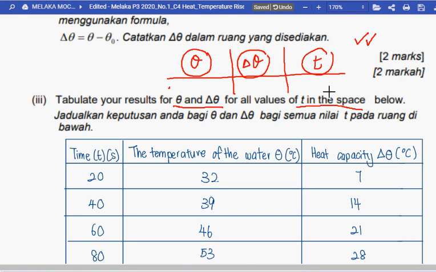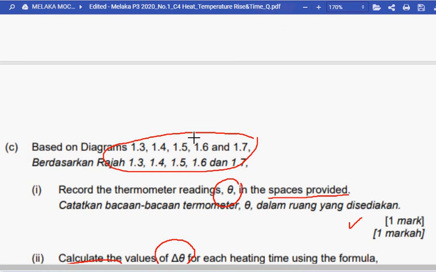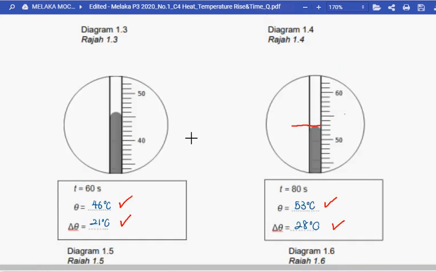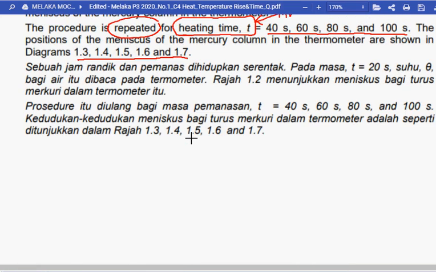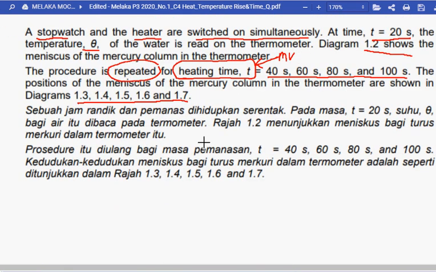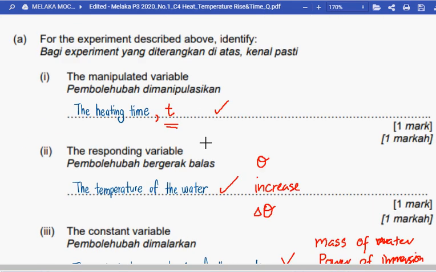Time, temperature of water, and then, bukan heat capacity. So delta theta here is not heat capacity. The symbol is already correct, but it is not the heat capacity. Oh, sayang. Kan sayang, you see. Delta theta. Is it heat capacity? Does it give heat capacity? Where is the heat capacity? Is it given? Let us check. Delta theta. Where is delta theta?